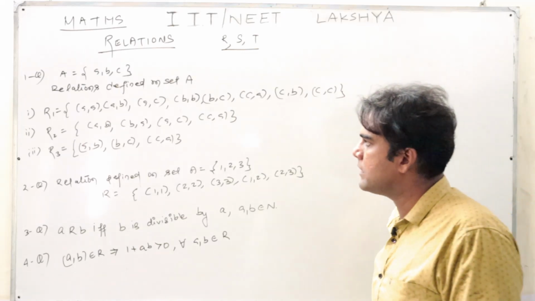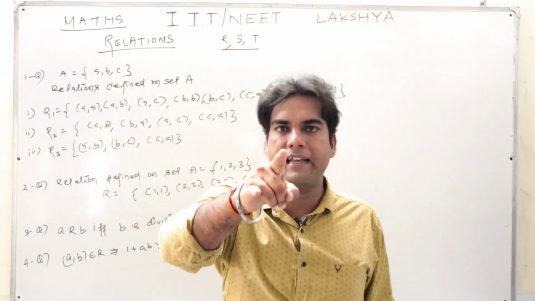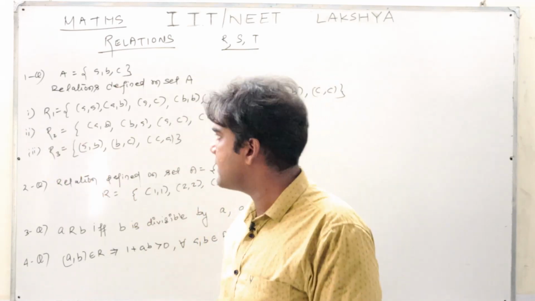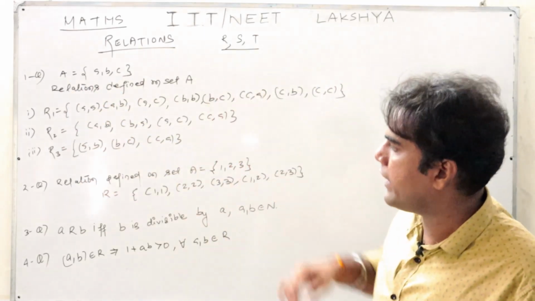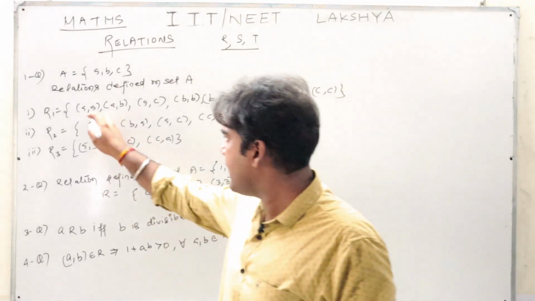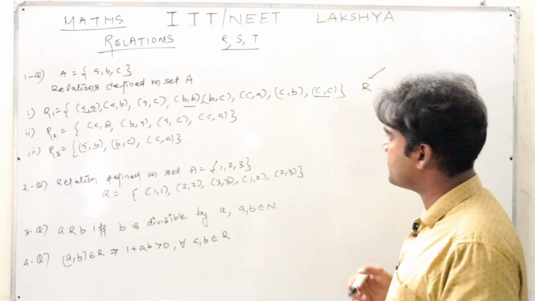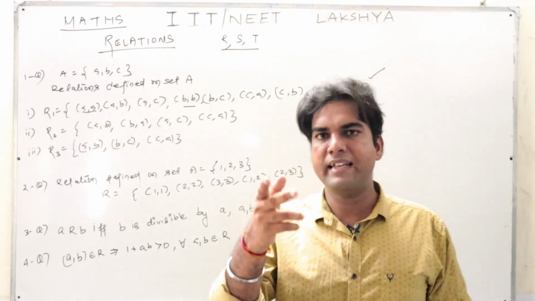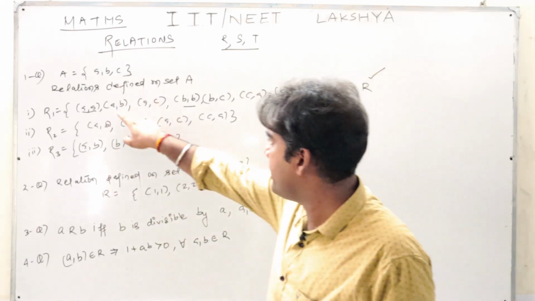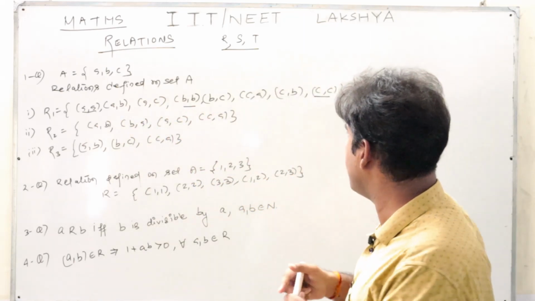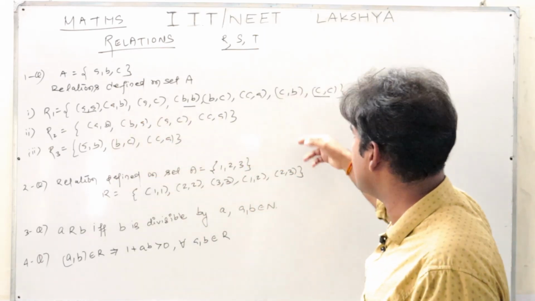So let us start with the reflexive. Reflexive means AA, BB, CC should be there. Apart from that, anything else may also be there. But since A belongs to A, AA should be there, B belongs to A, BB should be there, and C belongs to A, so CC should also be there. If you see here, AA is there, BB is there, CC is there. So it is reflexive. What about symmetric? If AB is there, then BA should also be there. AB is there, but BA is not there. So it is not symmetric.